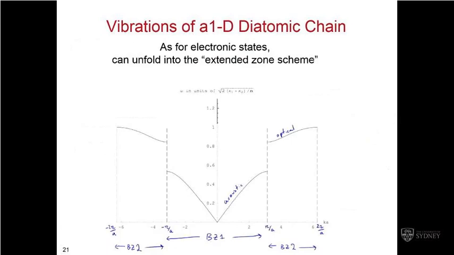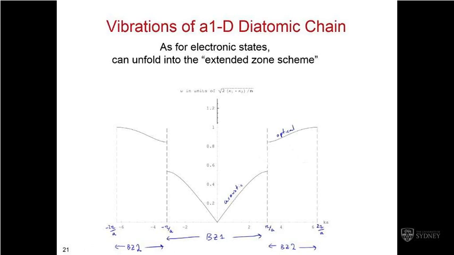This is just to show, you know how we had for the electronic structure, we could expand or fold out the band structure. The same thing here. You can expand that out there into the extended zone plot, if you like. But as I said before, things are normally presented just in the first Brillouin zone.